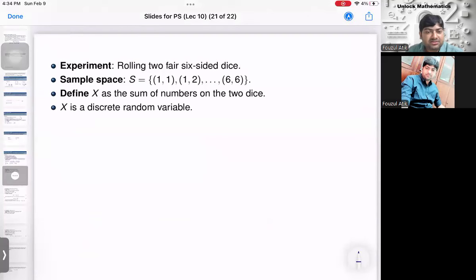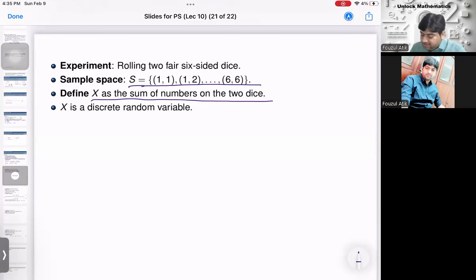Now again bring the same experiment, rolling two fair six-sided dice. What is the sample space? We know that it has 36 outcomes: 1 1, 1 2, 1 3, like that, 2 1, 2 2, 2 3, all these 36 outcomes. And X is the sum of the numbers on the two dice. Then X is a discrete random variable, definitely, because they are finite, distinct numbers.